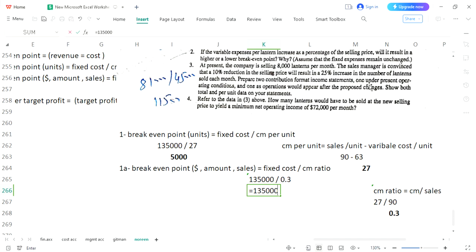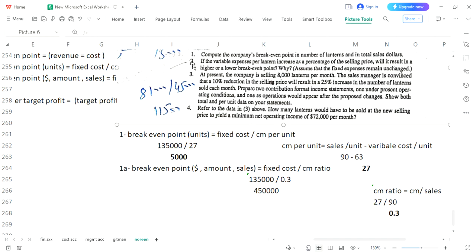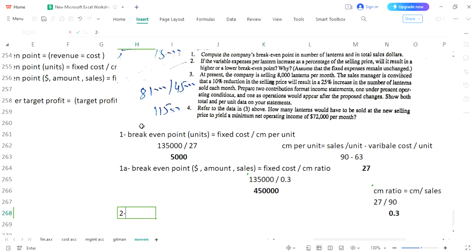Put it on your calculator. 135,000 divided by 0.3. So here we have 450,000. The answer is not written over here, but don't worry. This is your answer. Please note it down and you can write it in your book or copy. 450,000. In the first requirement, we were asked to calculate the break-even point in number of units. So the break-even point in terms of units, 5,000, we have calculated. The answer matched. And the break-even point in terms of sales we have calculated as fixed cost divided by CM ratio. 450,000 was the answer. Now let's see what the second requirement is asking.